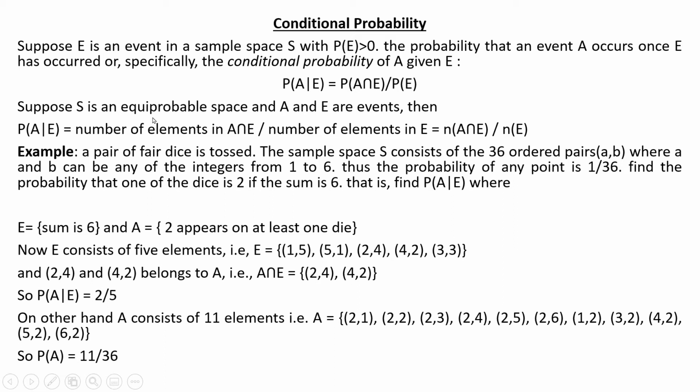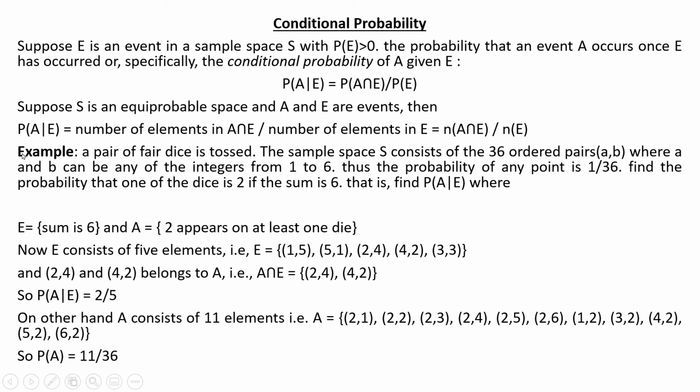Suppose S is an equiprobable space and A and E are events, then probability of A given E would be number of elements in A intersection E divided by number of elements in E. That is, cardinality of set A intersection E divided by cardinality of set E.